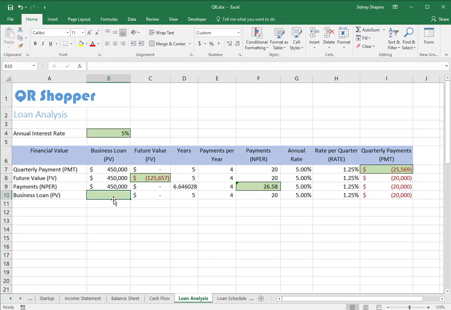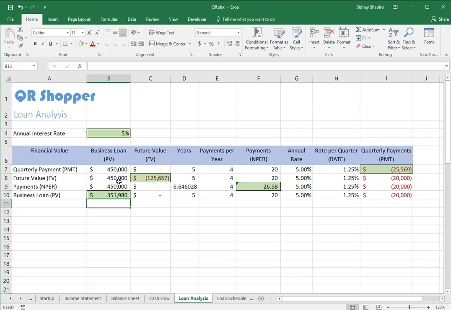And let's find out. We're going to type in equals PV, H10 for our rate, F10 for number of payments, and I10 for our quarterly payment amounts. And that means that we could borrow $351,000. If we borrow this amount and we pay it off $20,000 a month with this amount of interest quarterly, over 5 years, we'll have paid it down to 0.